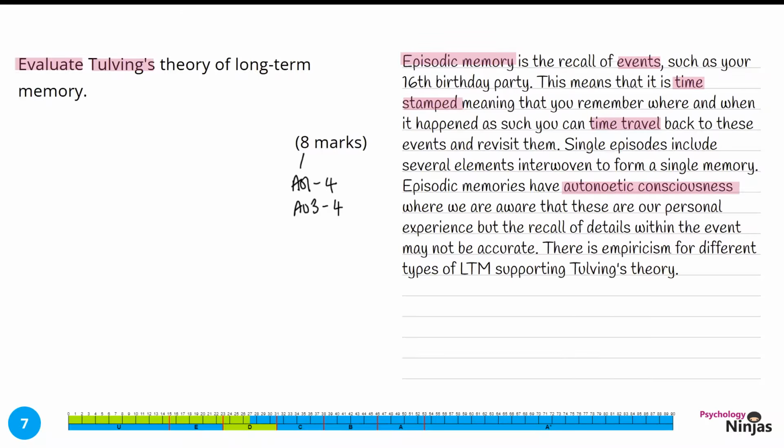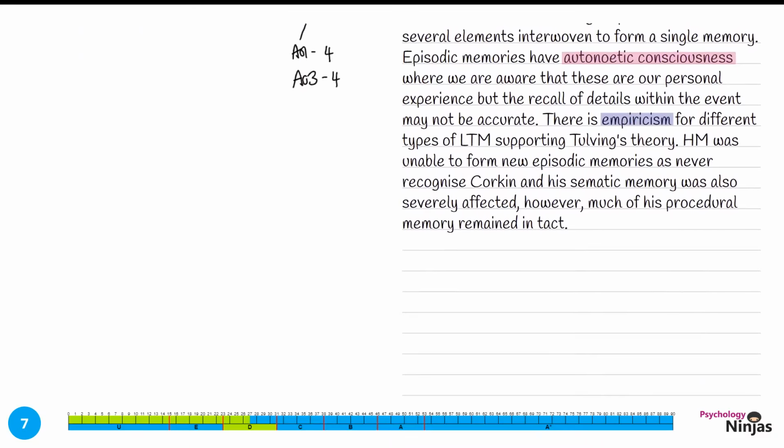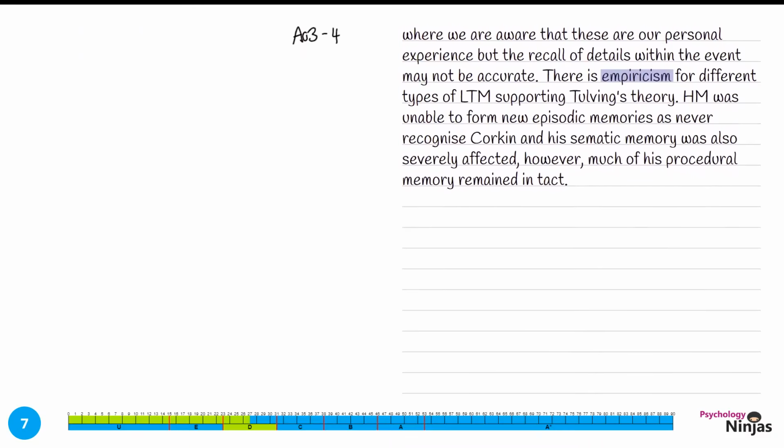There is empiricism for different types of LTM supporting Tulving's theory. Here we're showing our psychological knowledge by using the term empiricism. This means evidence, so here we're looking for supporting research for Tulving's theory. We're going to explain this with some research evidence. HM was unable to form new episodic memories, as he never recognised Corkin, and his semantic memory was also severely affected. However, much of his procedural memory remained intact.